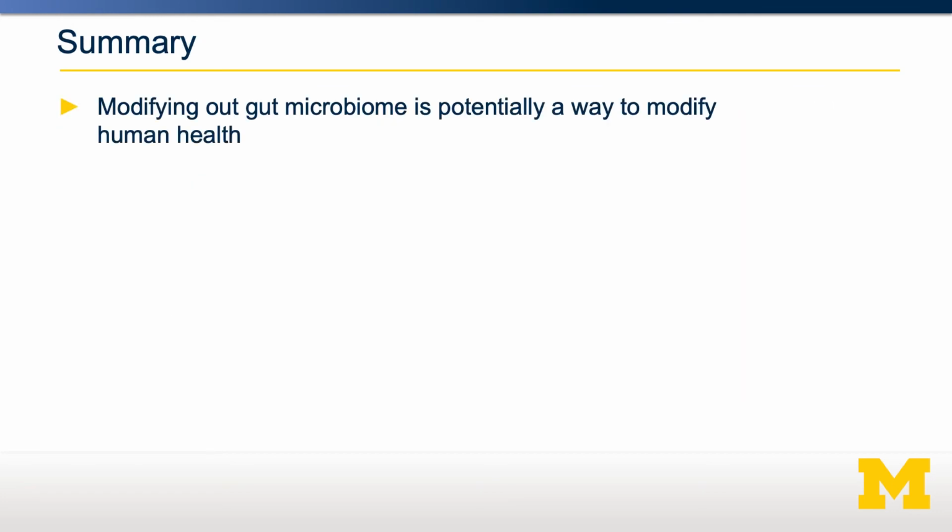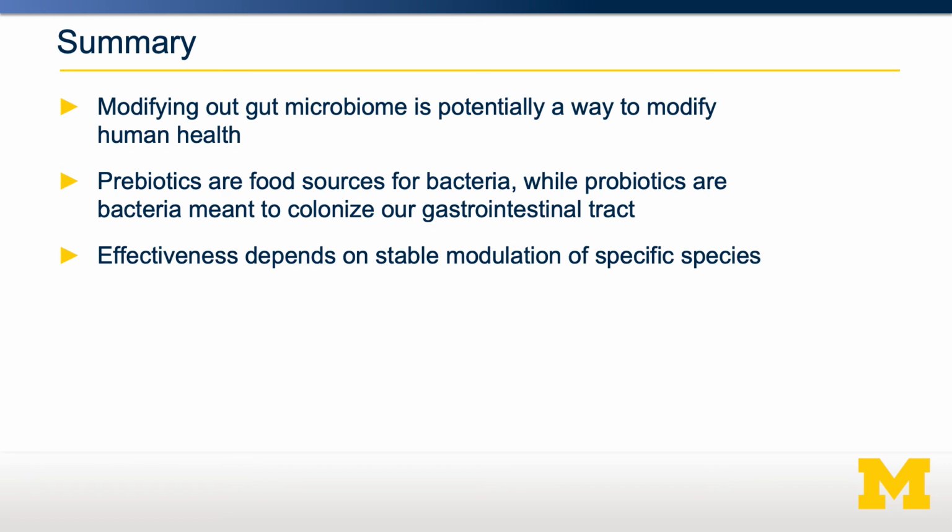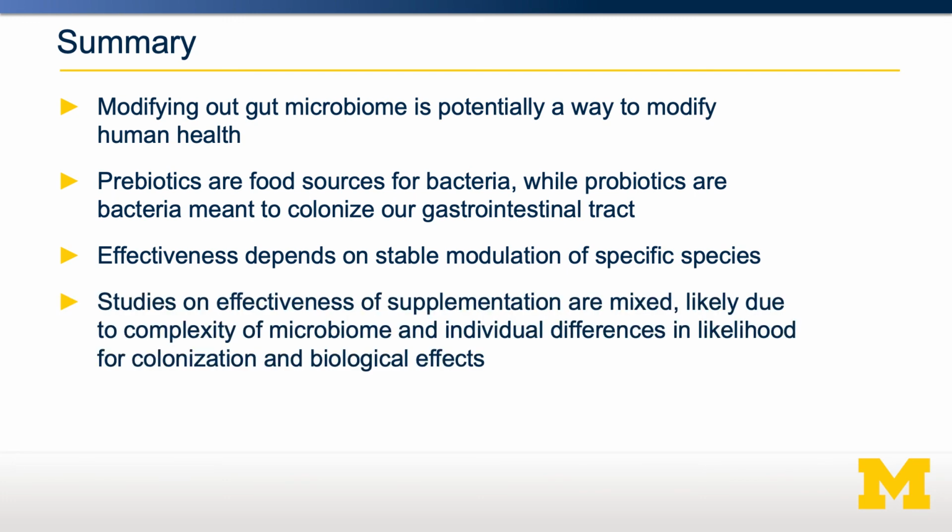In summary, there's a lot of interest and excitement in finding ways to modify our gut microbiome, especially by diet. This is projected to be an important way by which we can modify our gastrointestinal and broader health. Prebiotics are food sources for our bacteria, and probiotics are specific bacteria that are meant to colonize our gastrointestinal tract. The effectiveness of a prebiotic or probiotic depends on stable modulation of specific bacterial species. The studies on this currently are ongoing, and the effectiveness is mixed, likely because of differences in human microbiota and individual differences in both the likelihood of colonization and the likelihood of a beneficial biological effect.